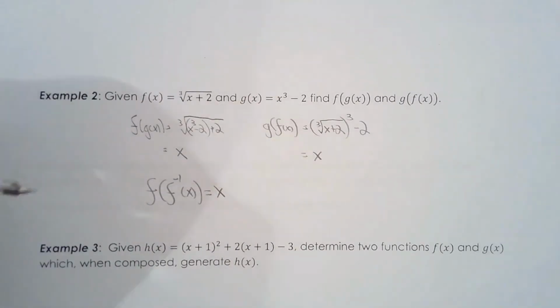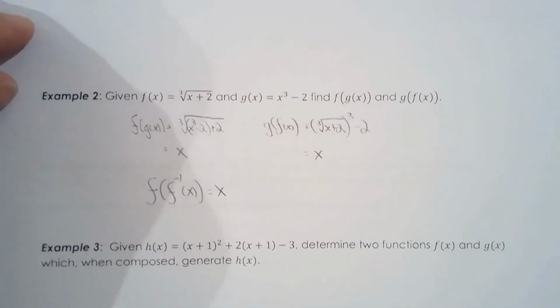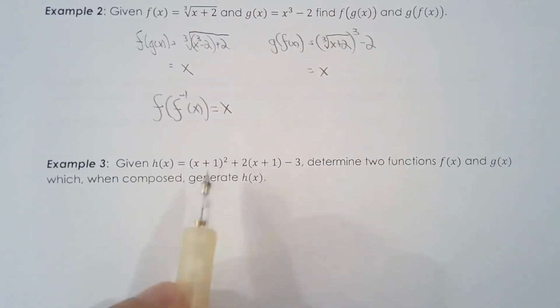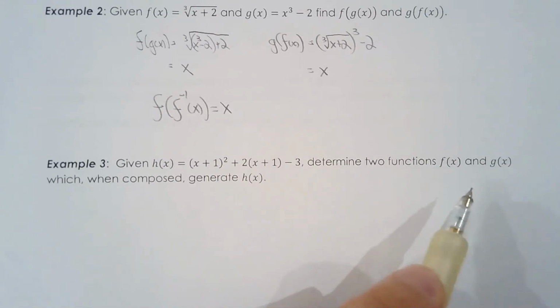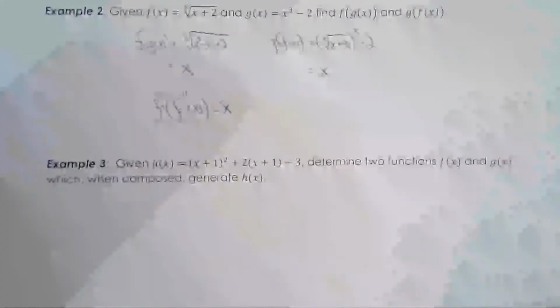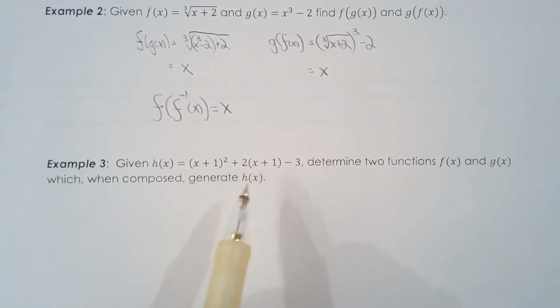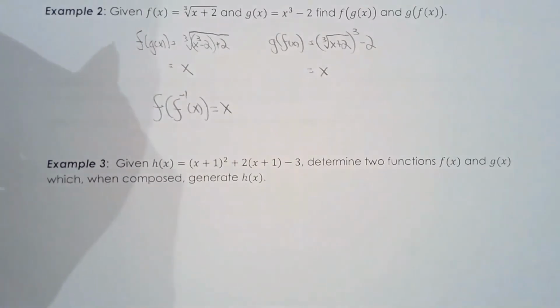Okay, so let's look at example 3 here. Given h of x, we have this. Determine two functions f of x and g of x, which when composed generate h of x. So there are a lot of ways to do this question, but because you do see a pattern here, the binomial x plus 1 occurs two times, so there is probably a very straightforward answer to this question that pops into your mind right away.